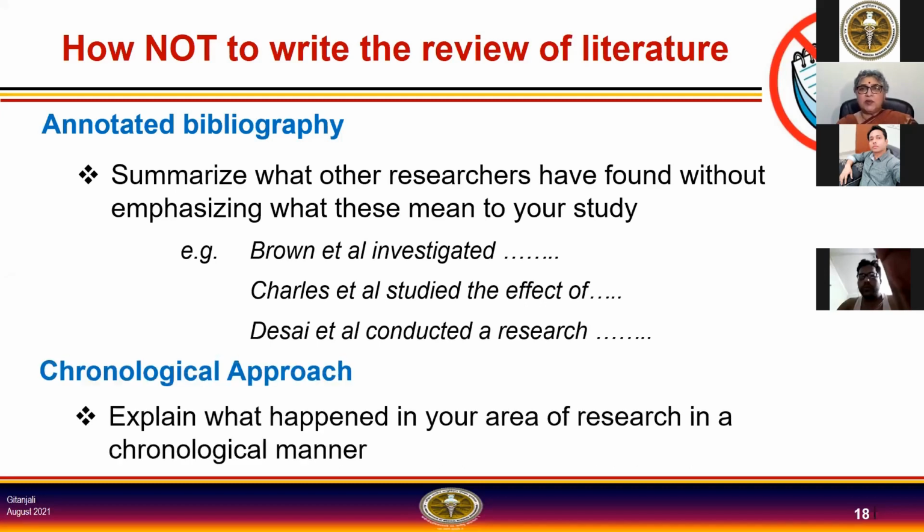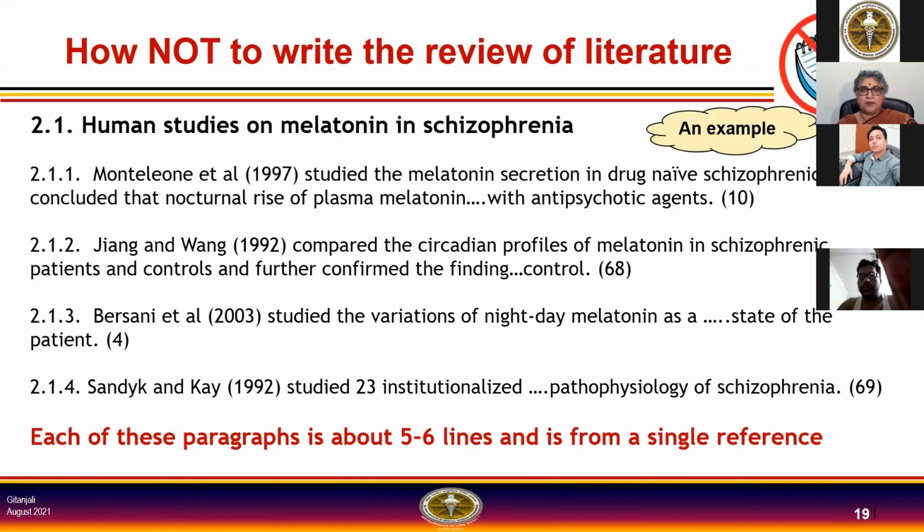The second mistake people make is they start right from the very beginning of what happened and then they go on. It is not necessary, because a chronological approach could be there for certain if you want to write about the history of something. That's fine. But your entire review of literature need not be in that chronological manner in which it happened.